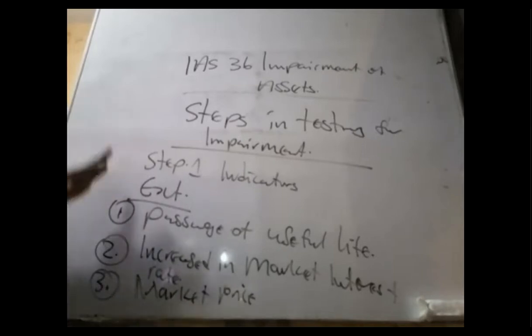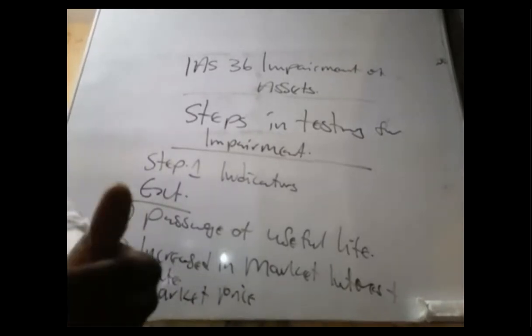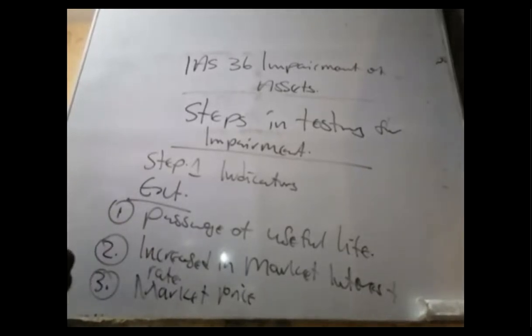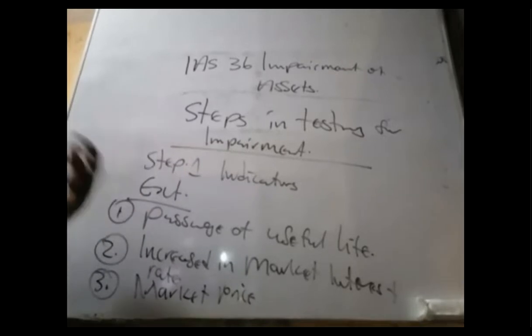We've gone through the indications, external and internal. An accident could be one. An accident is a clear indication of impairment. If a vehicle is involved in an accident, it suggests that you might not get the actual value. That is why most accident vehicles are very cheap compared to accident-free vehicles. It doesn't mean all accident vehicles are cheap. It depends on the magnitude of the damage. So take note that these are indicators.